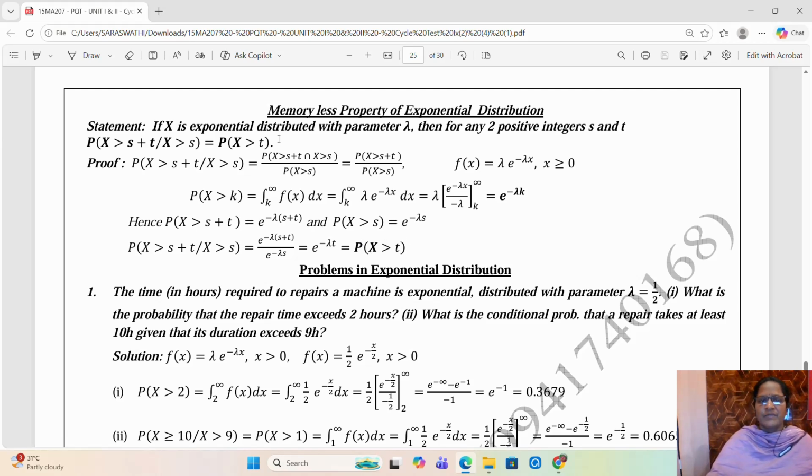Hence, the memoryless property is satisfied. Therefore, P of X greater than s plus t given X greater than s is equal to P of X greater than t. So this is our right hand side. Hence, we prove the property.